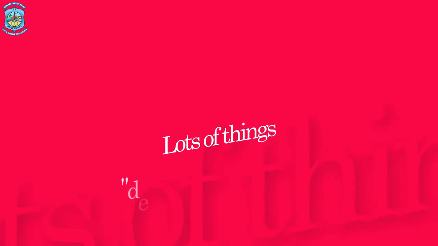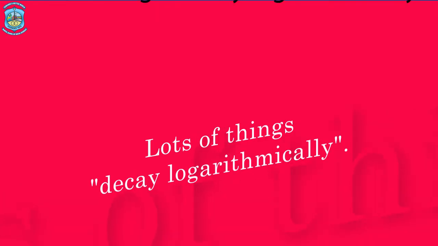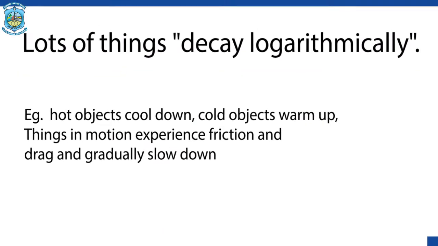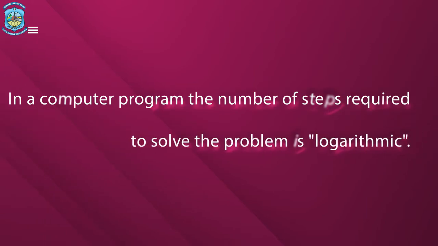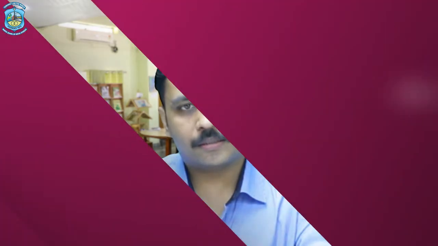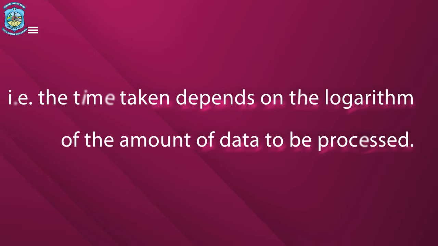In real life, a lot of things decay logarithmically. For example, hot objects cool down, cool objects warm up, things in motion experience friction and drag, and they gradually slow down. All these physical phenomena can be measured using the concept of logarithms. In computer systems, the number of steps required to solve a problem are logarithmic. For example, the time taken depends on the logarithm of the amount of data to be processed.